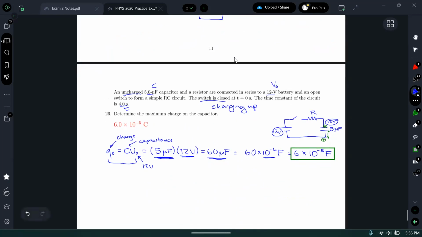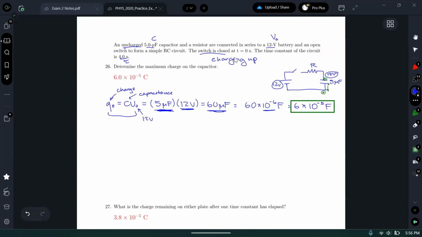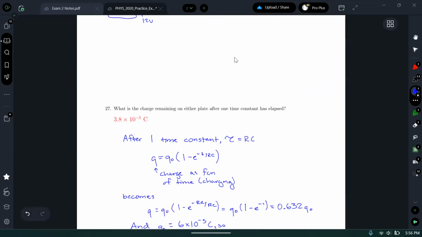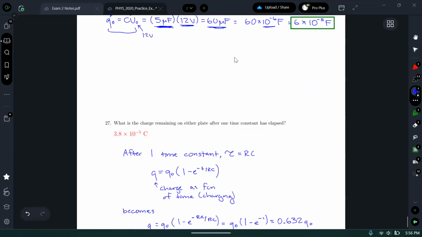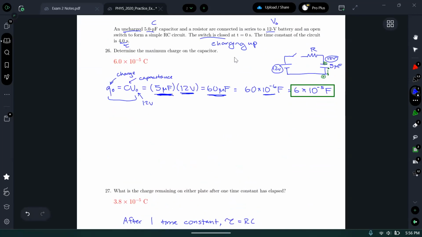Okay, all right, great. So we didn't actually need the time constant bit for 26, but it did become useful for 27. If we wanted to find the resistance, we could do that. We weren't asked about it, but say we were. This other equation comes in handy, which is that the time constant is the resistance times the capacitance.